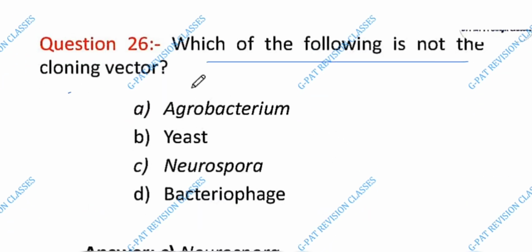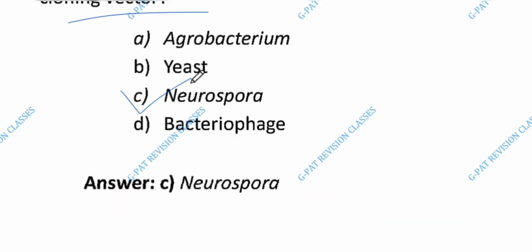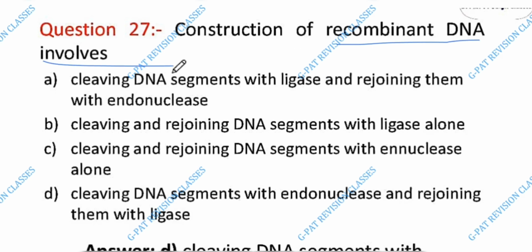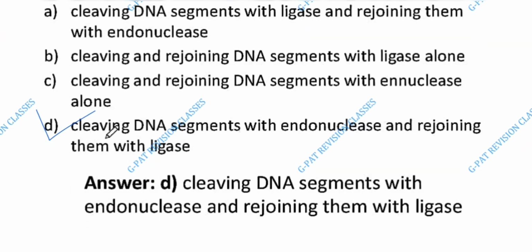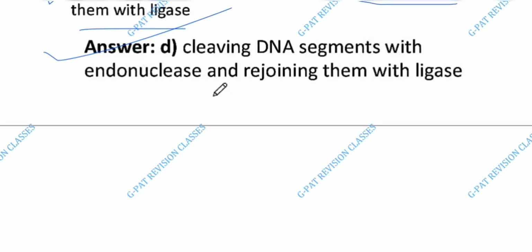Next is question number 26. Which of the following is not a cloning vector? The answer is C, Neurospora. The answer is C. Next is question number 27. Construction of recombinant DNA involves? The answer is D, cleaving DNA segments with endonuclease and rejoining them with ligase. The answer is D. Okay.